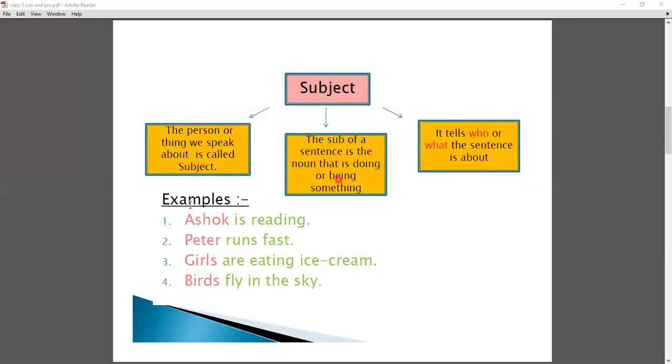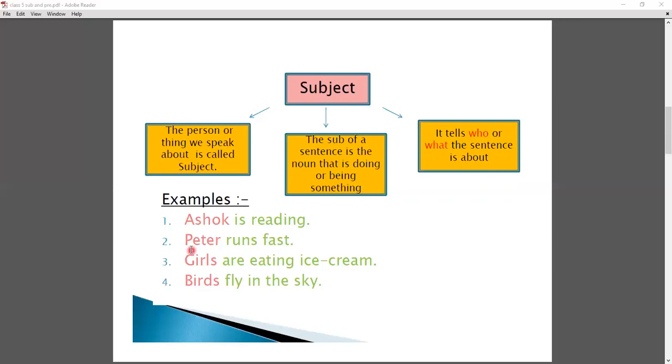First is, Ashok is reading. Here we notice that in the first sentence, Ashok is reading, I'm talking about a person. We speak about Ashok. हम किसकी बात कर रहे हैं इस सेंटेंस में? अशोक की बात कर रहे हैं. तो अशोक क्या है यहाँ पे? एज अ सब्जेक्ट. Is reading is the other part, the predicate.